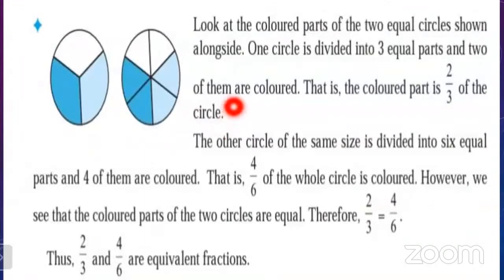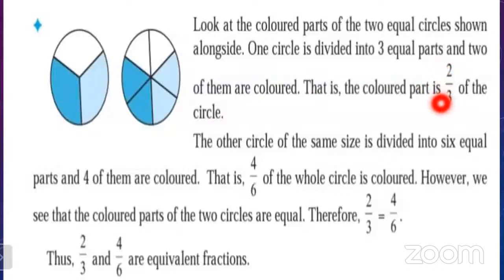Look at here. The colored parts of 2 equal circles shown alongside. You can see the both circles are in same size, isn't it? The size of both circles are same. Now one circle is divided into 3 equal parts, and 2 of them are colored. Look at here. These both circles are in same size, and the first one, which is divided into the 3 equal parts, and 2 parts are colored. Okay, so out of the 3, 2 parts are colored. It is representing like this.